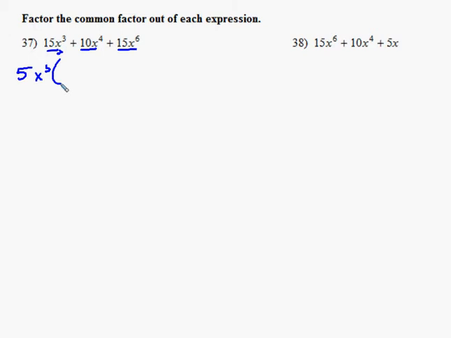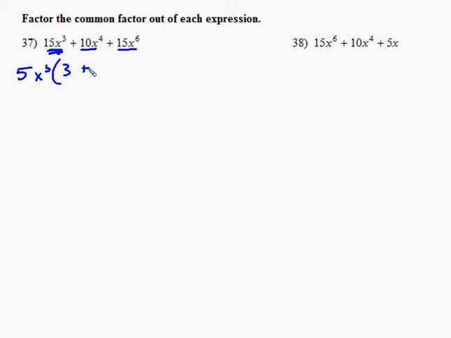And then we think, 5x cubed times what gives me this 15x cubed? Well, 5x cubed times 3, because the 5 times the 3 will give the 15, and we already have the x cubed. We have a plus sign.